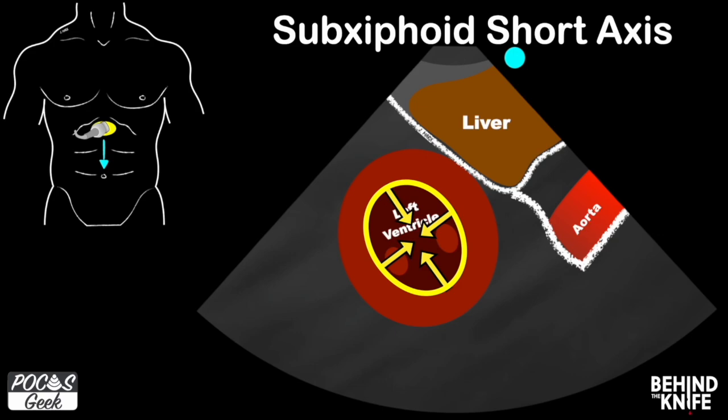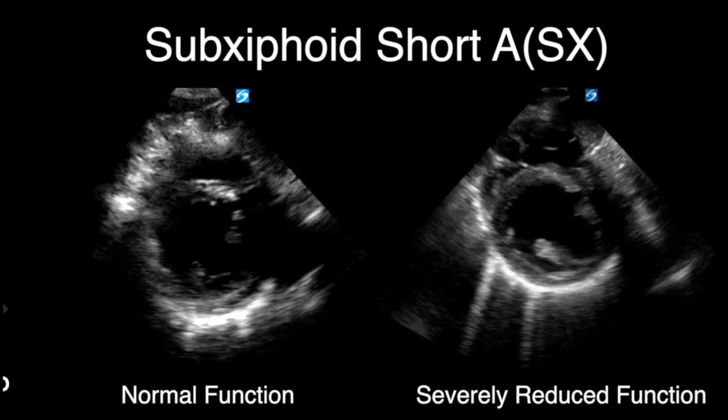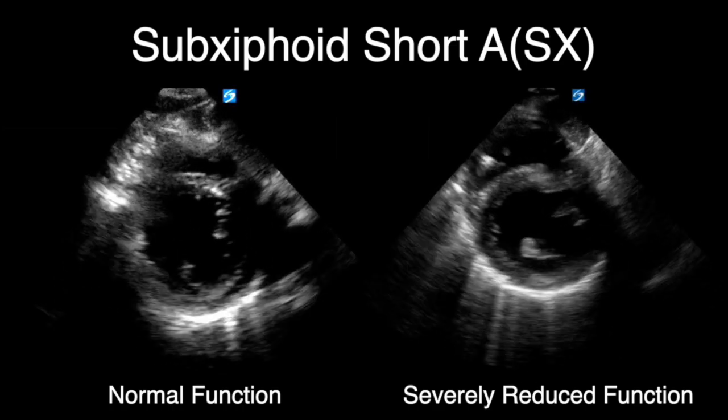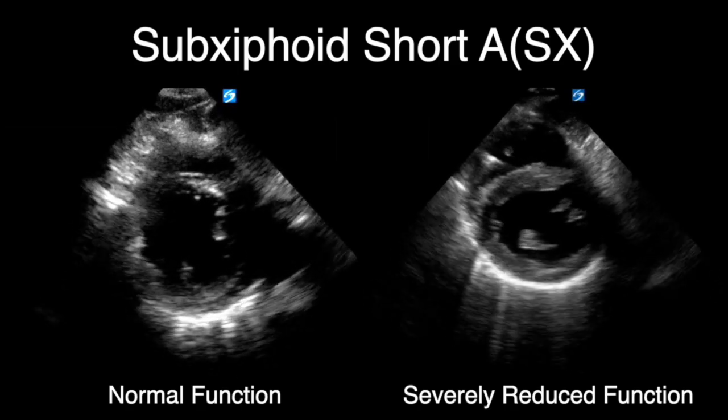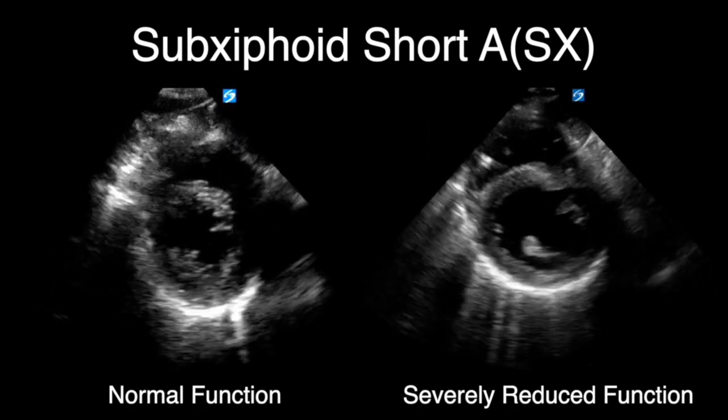And this will just be a flip view, but we want to get the left ventricle, again, looking like a donut. We'll fan over to their left. And we're going to, again, just like the other, look and see how much that chamber is closing down. And we can see that great function on the left again, and on the right, severely reduced function.